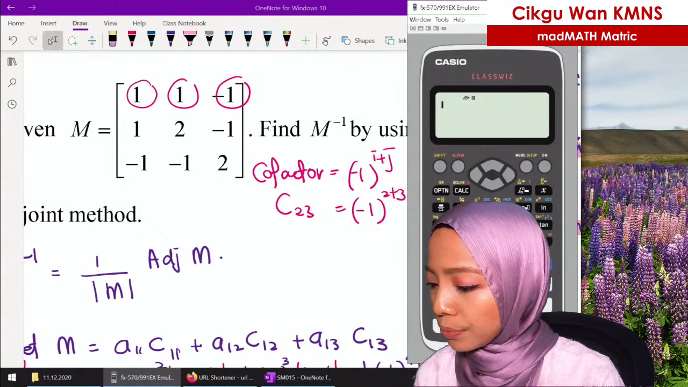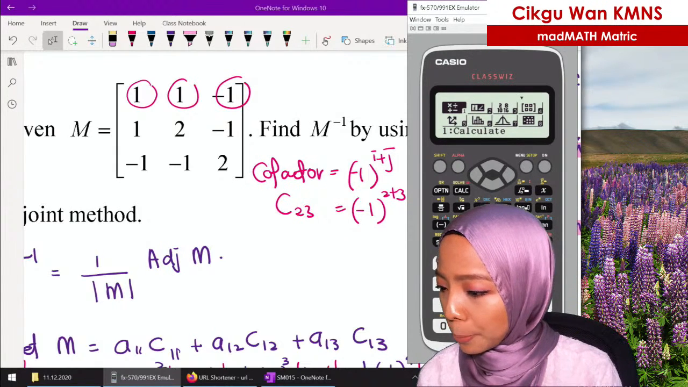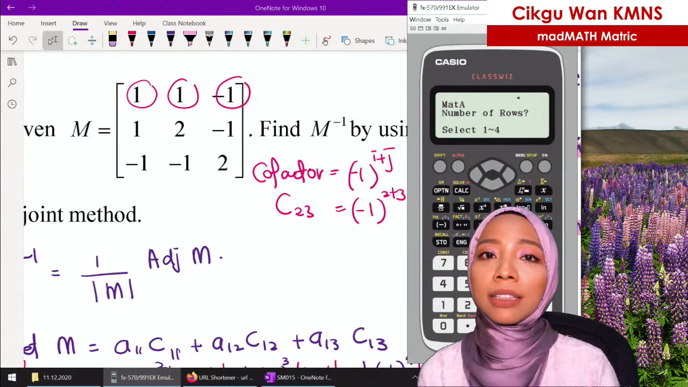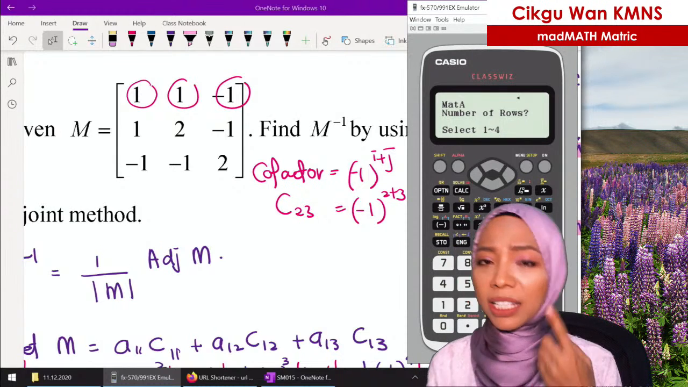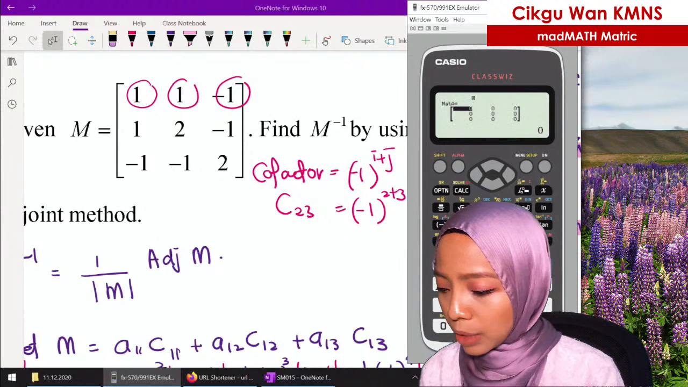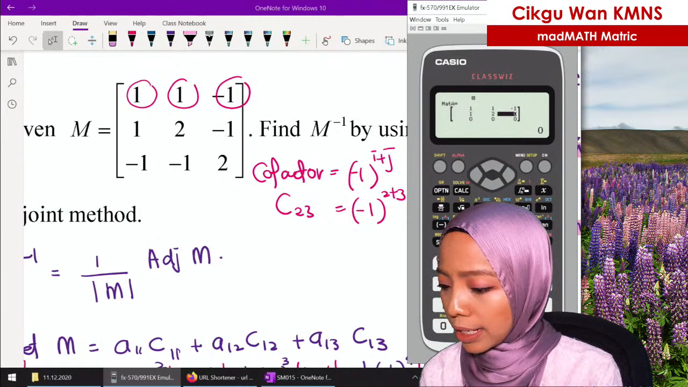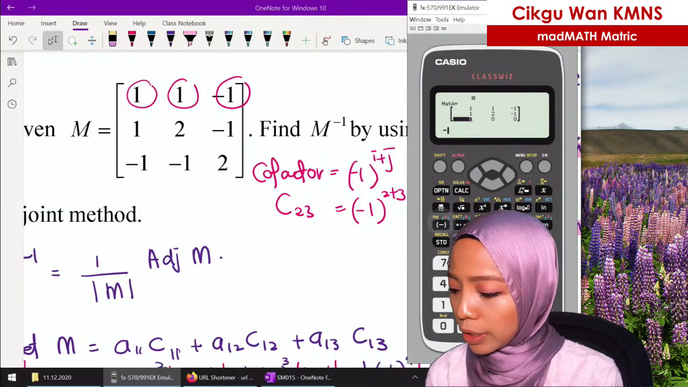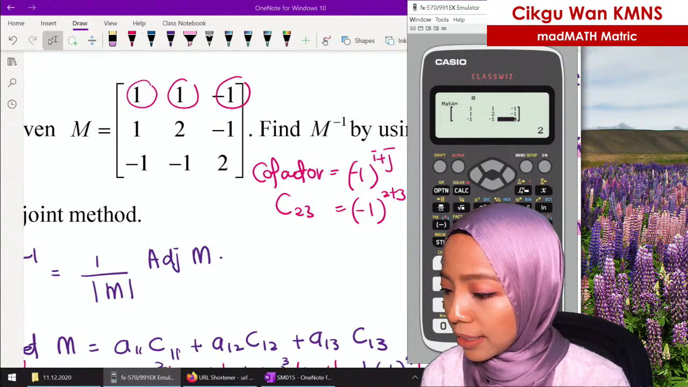Nama pun tajuk matrices, mesti pilih nombor 4. Since kita tak ada previous info, maksudnya dia hanya melibatkan satu matrix kan. So, matrik A lah, panggil matrik A. 3 kali 3. Masukkan 1, 1, negative 1, 1, 2, negative 1, negative 1, negative 1, 2. Okay, itu matrix A. Lepas masukkan matrix, tekan AC.